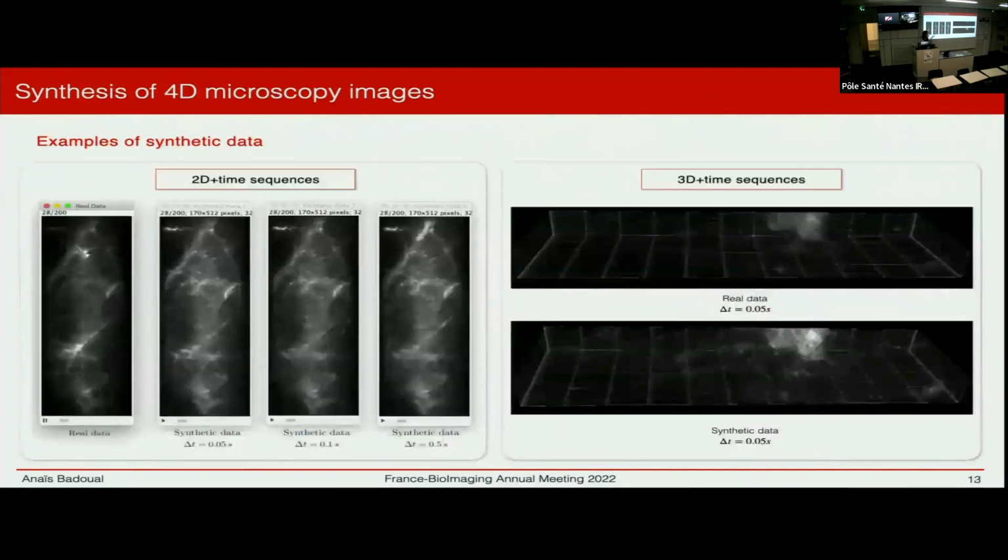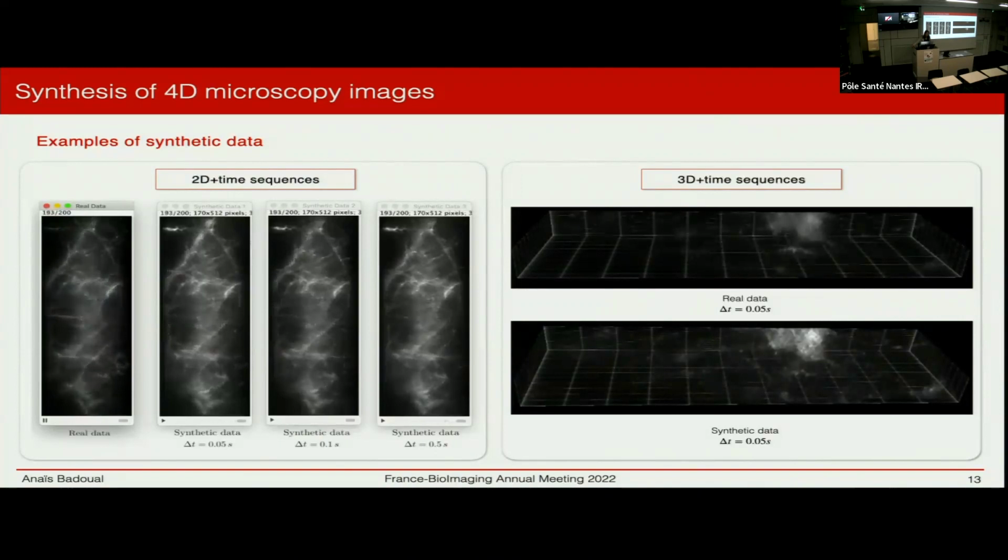So here I show you some examples of those synthetic data. On the left, you have the 2D plus time sequences, and on the right, the 3D plus time sequences. Here you have the real data. And the three other sequences are synthetic data, where I just changed the temporal resolution. And for the 3D, it's the same. On the top, you have the real data, and on the bottom, the synthetic data. So as you can see, those images seem quite realistic, and we are in the validation phase to validate those data.